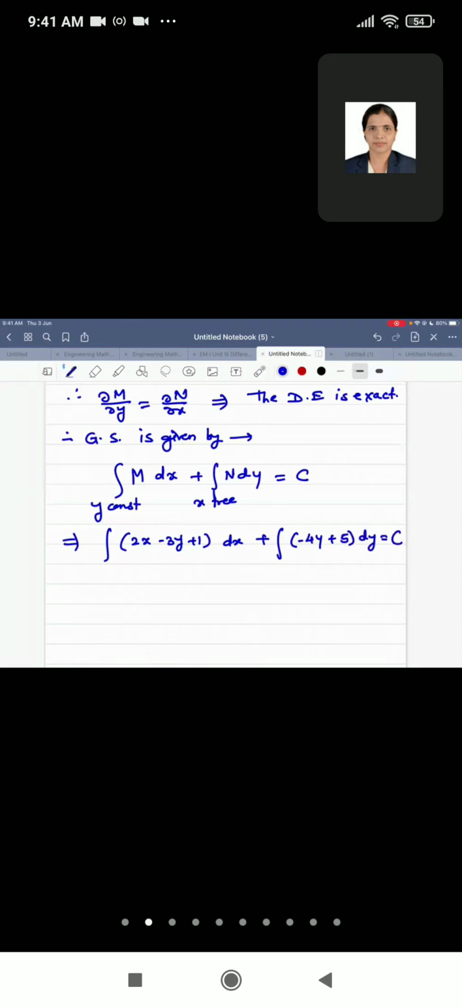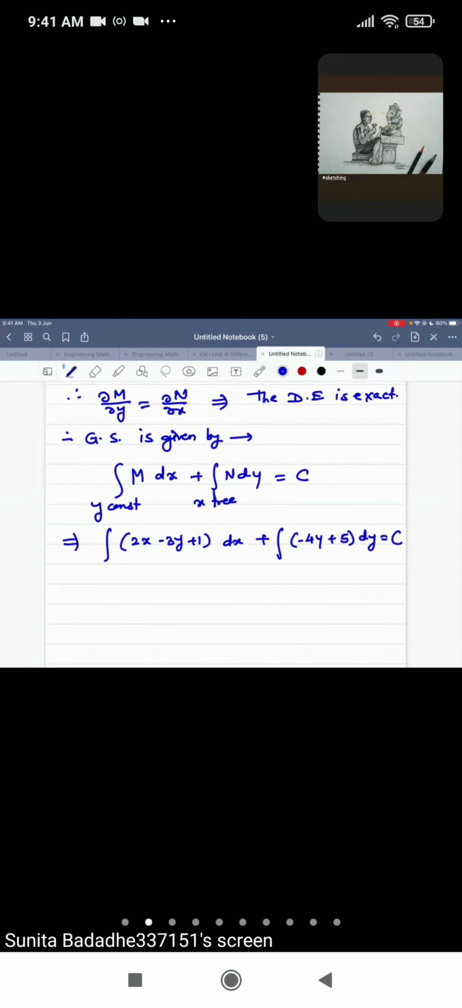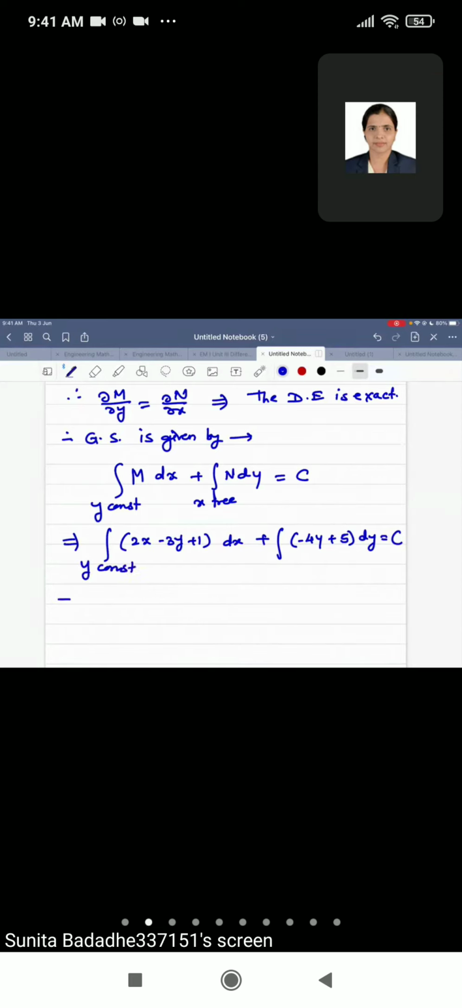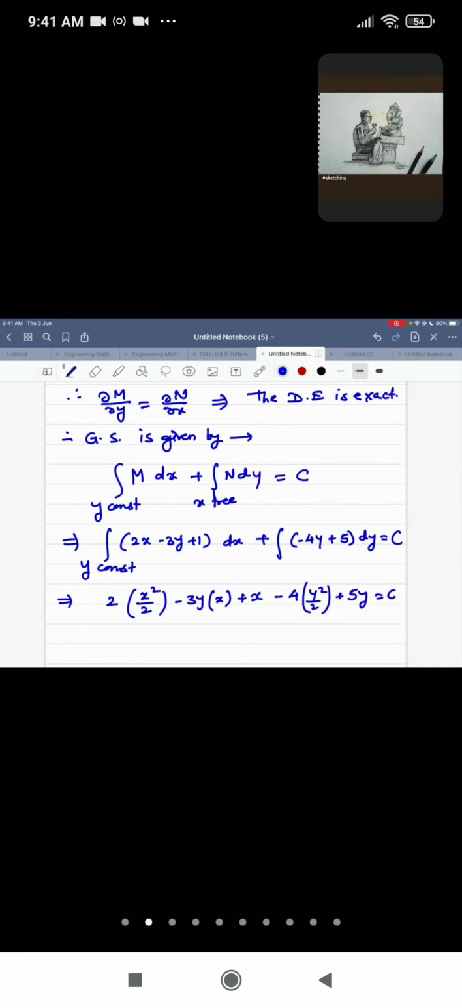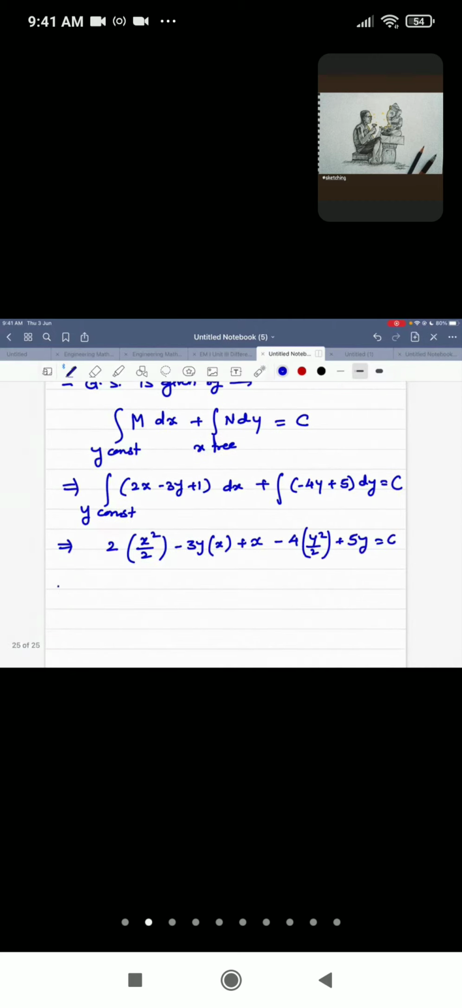Now integrate this. Here y is treated as a constant. So 2 times x has integral x square by 2. y is a constant, so 3y times the integration of dx is x, plus integration of 1 is x. And now minus 4 times y square by 2, because we are integrating with respect to y, plus 5y equal to c. So what final answer do you get?